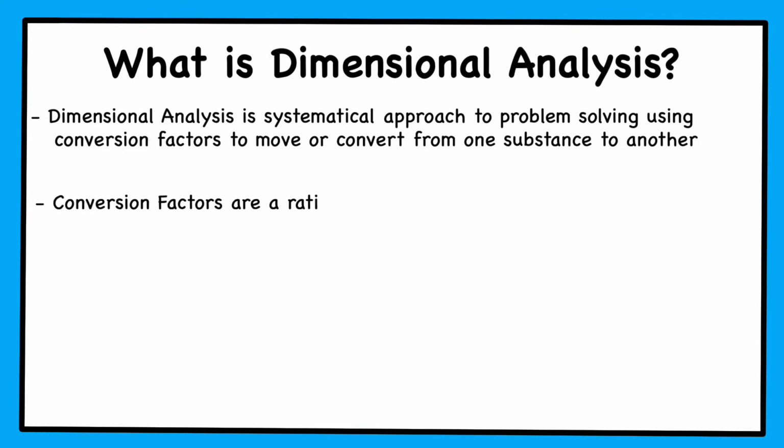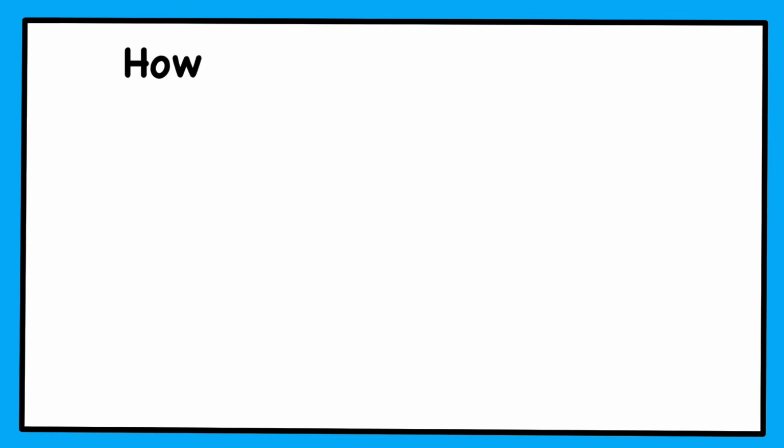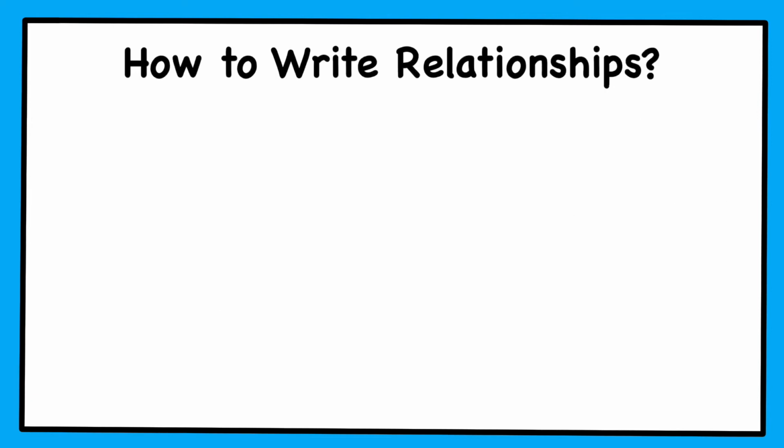Since we use conversion factors, it would probably be smart to define them as well. A conversion factor is a ratio between equivalent values having different units. For example, we know 12 inches equals a foot, so a conversion factor ratio would be 12 inches to 1 foot. So we know these conversion factor ratios represent a relationship between different units. How, though, do we write these?